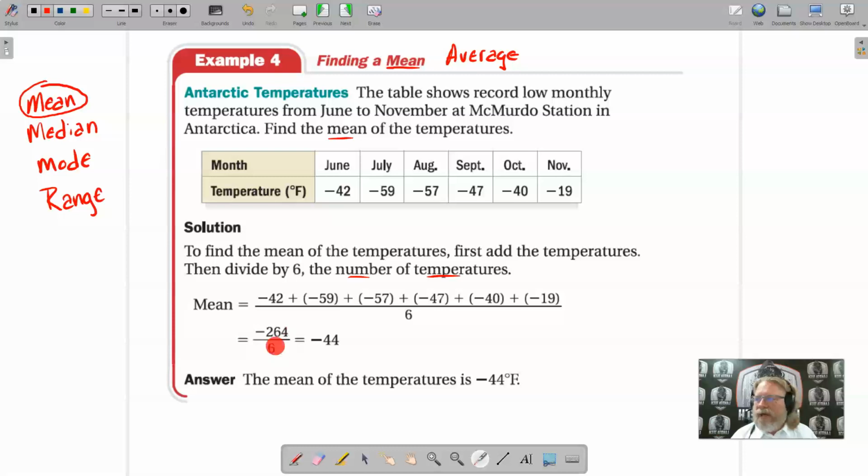Now we're going to divide that by 6. Why does this match the lesson? Because we are dividing integers, and the numerator is negative. The denominator is positive, so they have different signs. So the result is going to be negative. Negative divided by positive is negative. And 264 divided by 6 is 44. So the mean of the temperatures is negative 44 degrees Fahrenheit.